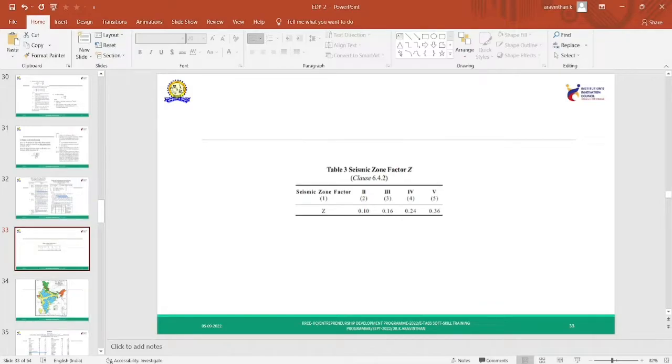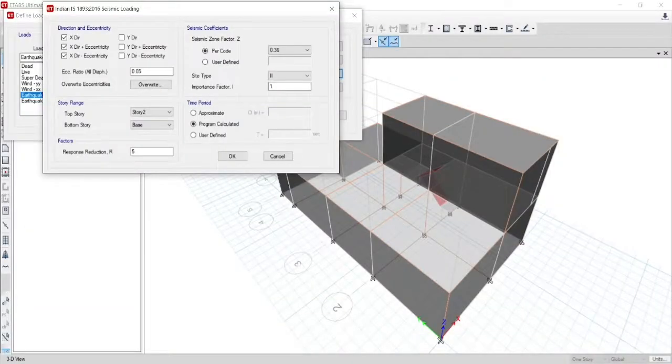So, when you are checking the code book, you know that table 3 is seismic zone factor Z. When you are taking the seismic zone factor, you have to classify: zone 2 is 0.1, zone 3 is 0.16, 0.24 and 0.36. So, you have different values. The same values are applicable here, exactly how it is written, whatever your code has been considered.